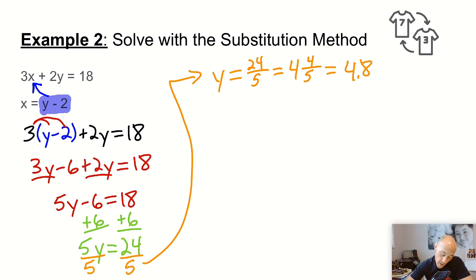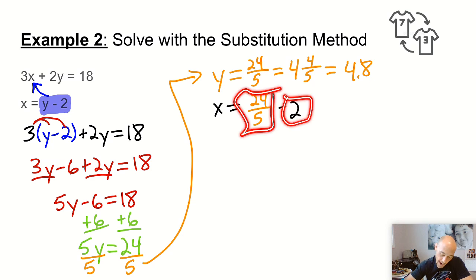Thanks, Jojo. So we have a value for y, but we need to solve for x as well. And since this equation is already solved for x, it's the easiest one to plug a value of y in for. So we can do x is equal to 24 over 5, because I want us to do the fraction work, all right? So minus 2.